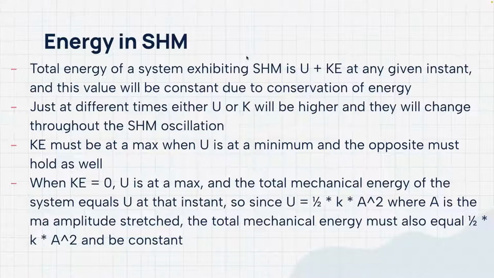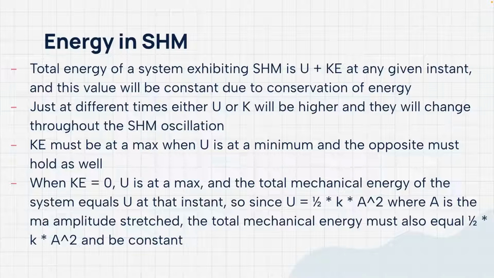Energy in simple harmonic motion. The total energy of a system exhibiting SHM is just the total potential energy plus the total kinetic energy at any given instant. And this value will be constant due to conservation of energy. At different times, either U or K will be higher, and they will change around the SHM oscillation. But the total mechanical energy, assuming no friction and outside forces, will be a constant. Therefore, KE must be a max when potential energy is a minimum, and the opposite must be true as well.